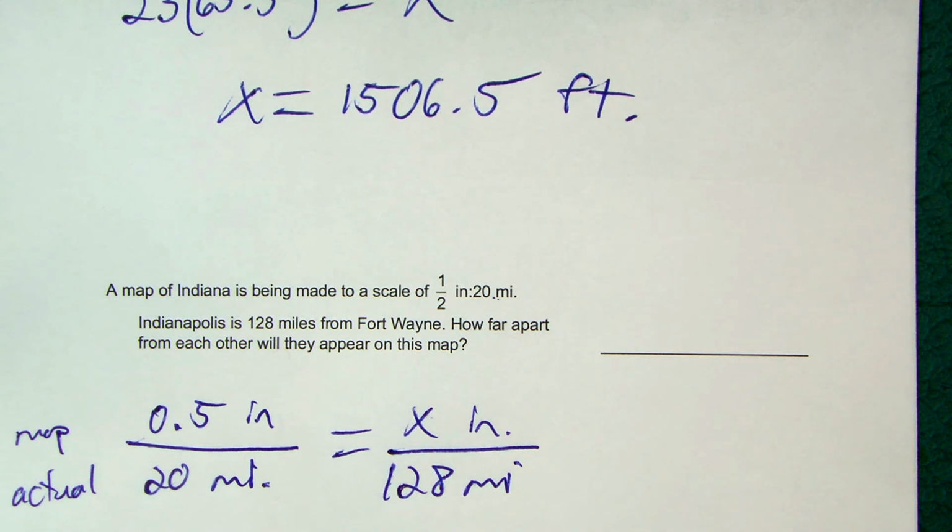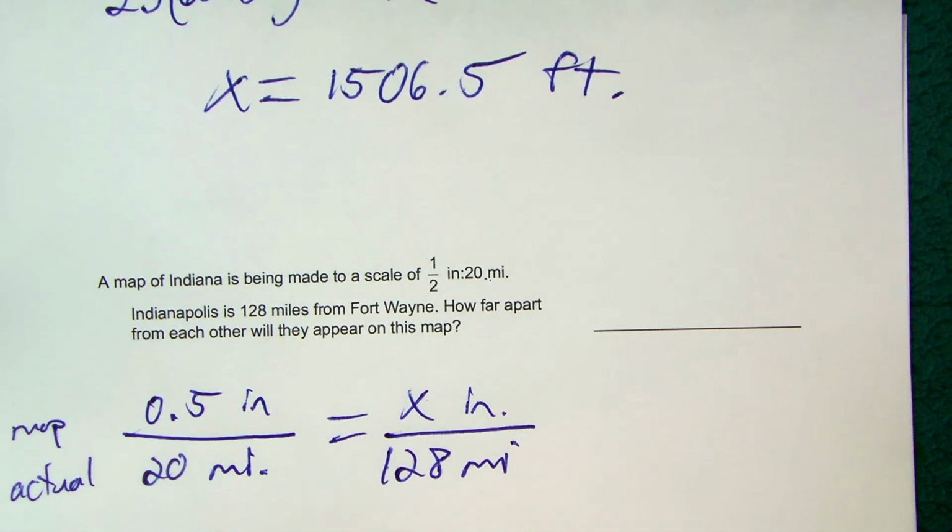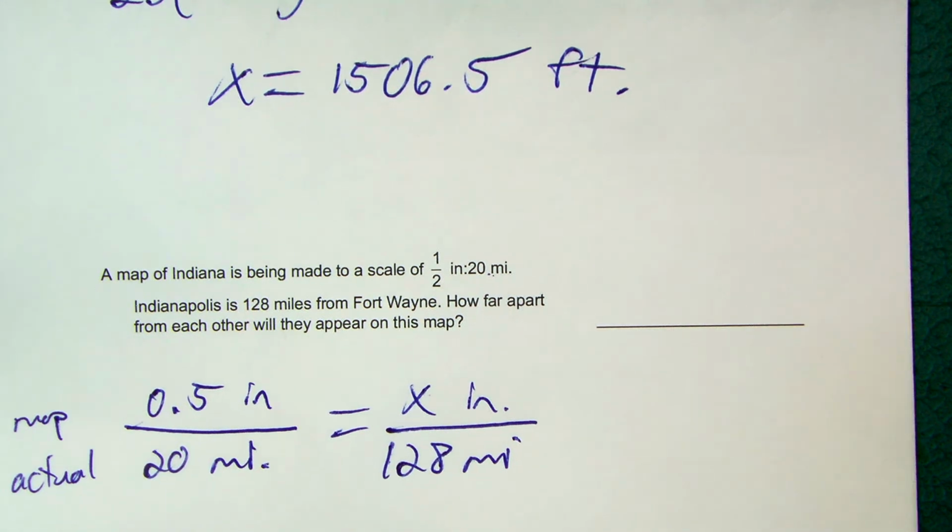So cross multiply here. We have 0.5 times 128 equals 20x. So that's going to be 64 equals 20x. 64 divided by 20. So x equals 3.2 inches. I'm okay with decimals here.